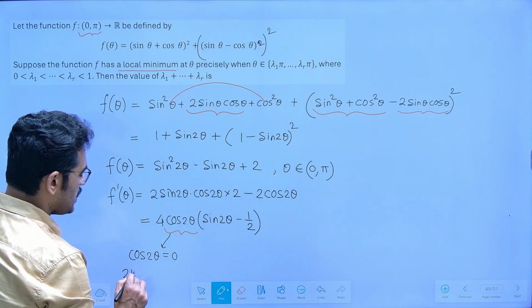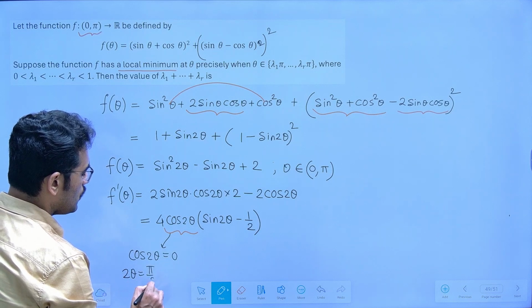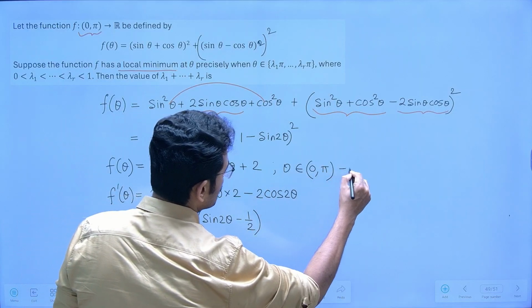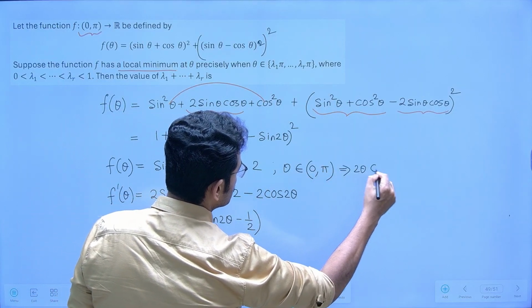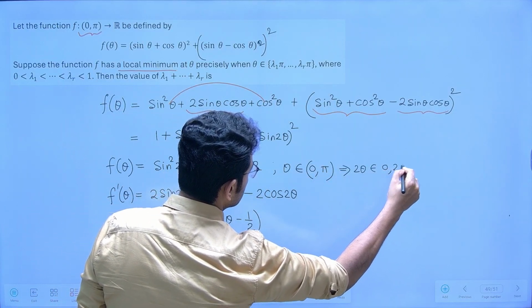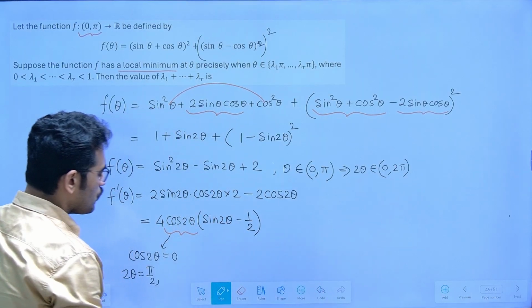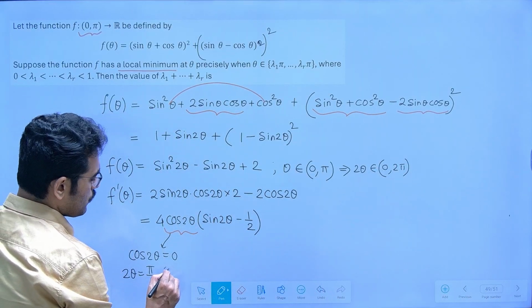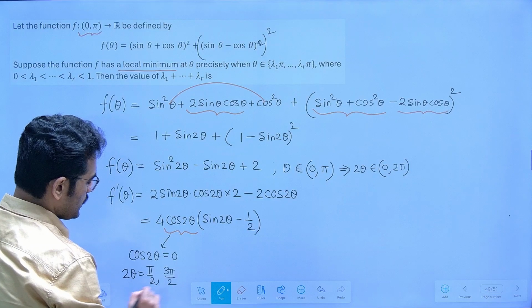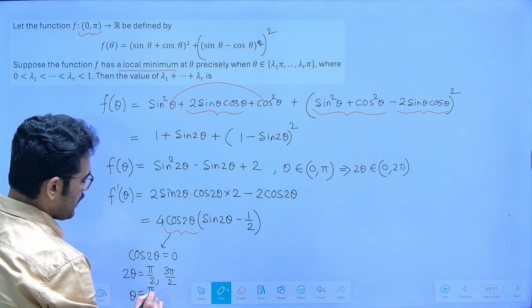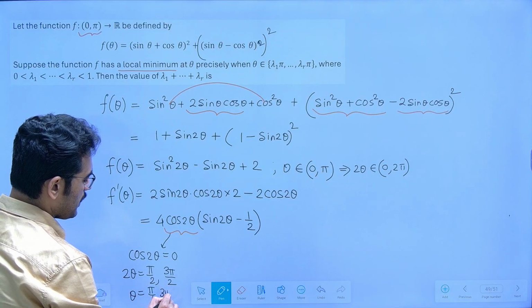That means 2 theta equal to pi by 2. Within the domain theta is 0 to pi, that is 2 theta belongs to 0 to 2 pi. So 2 theta can be pi by 2 or 3 pi by 2. So theta equal to pi by 4 or 3 pi by 4.